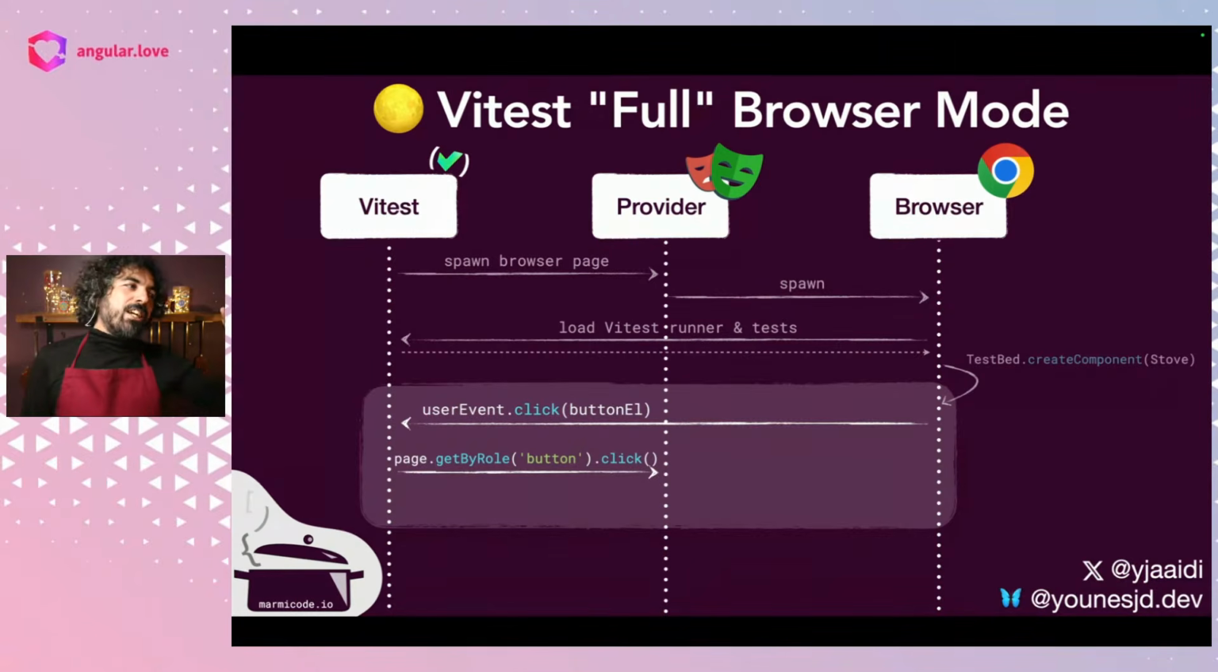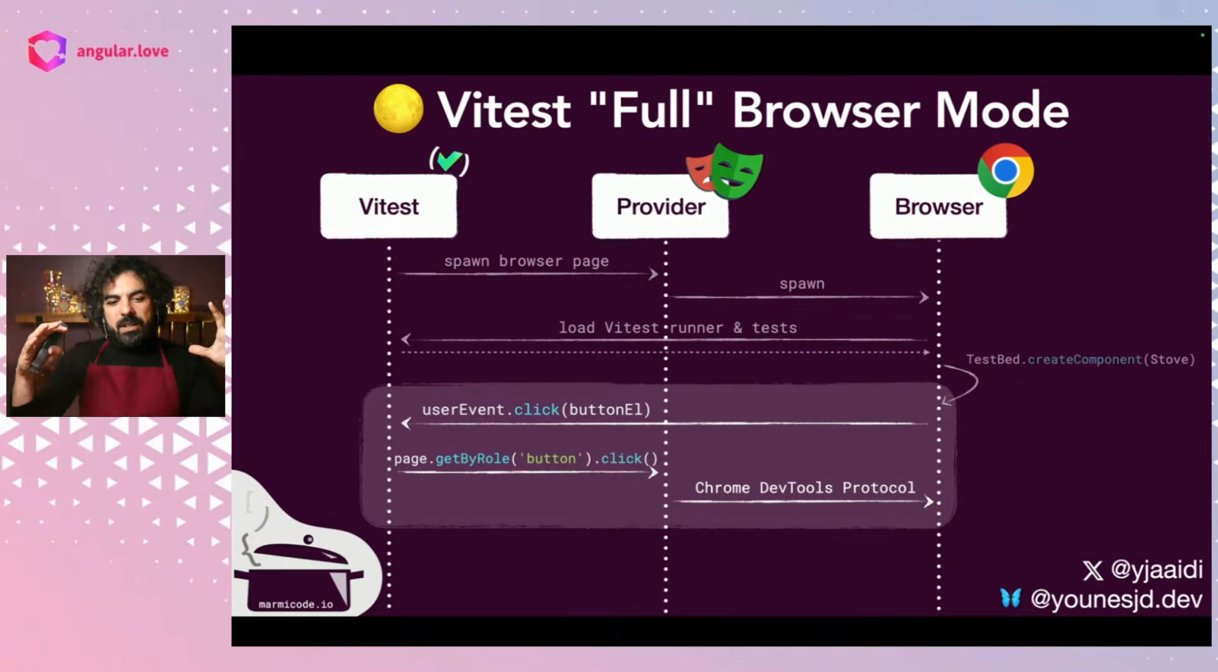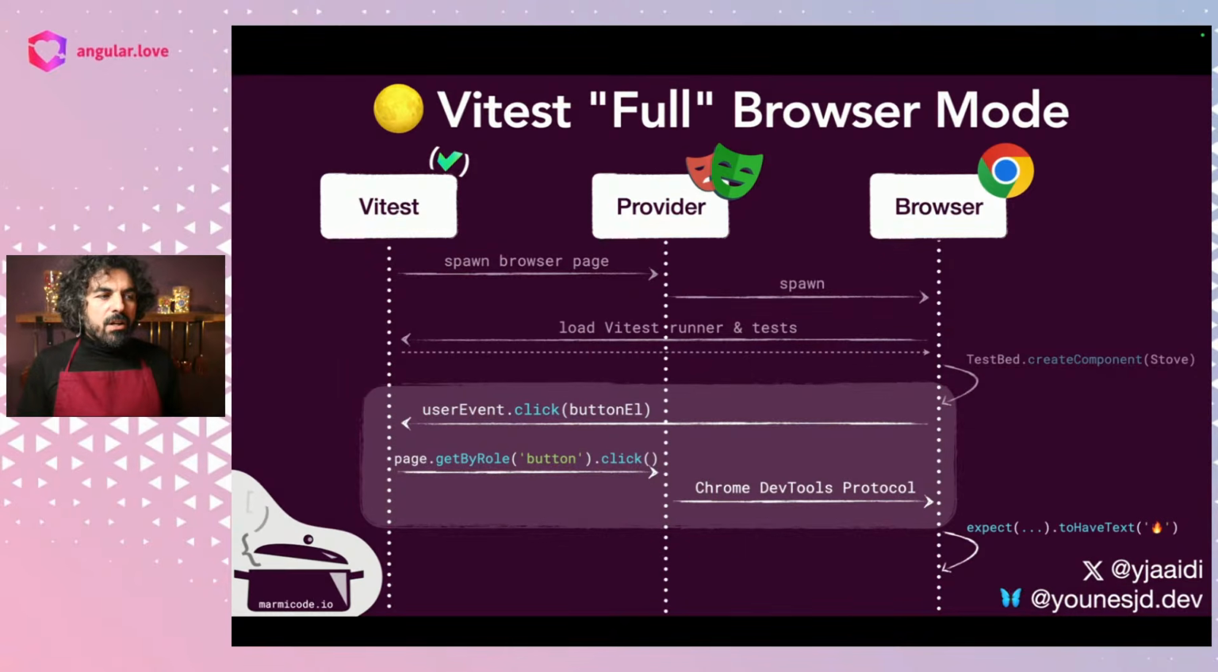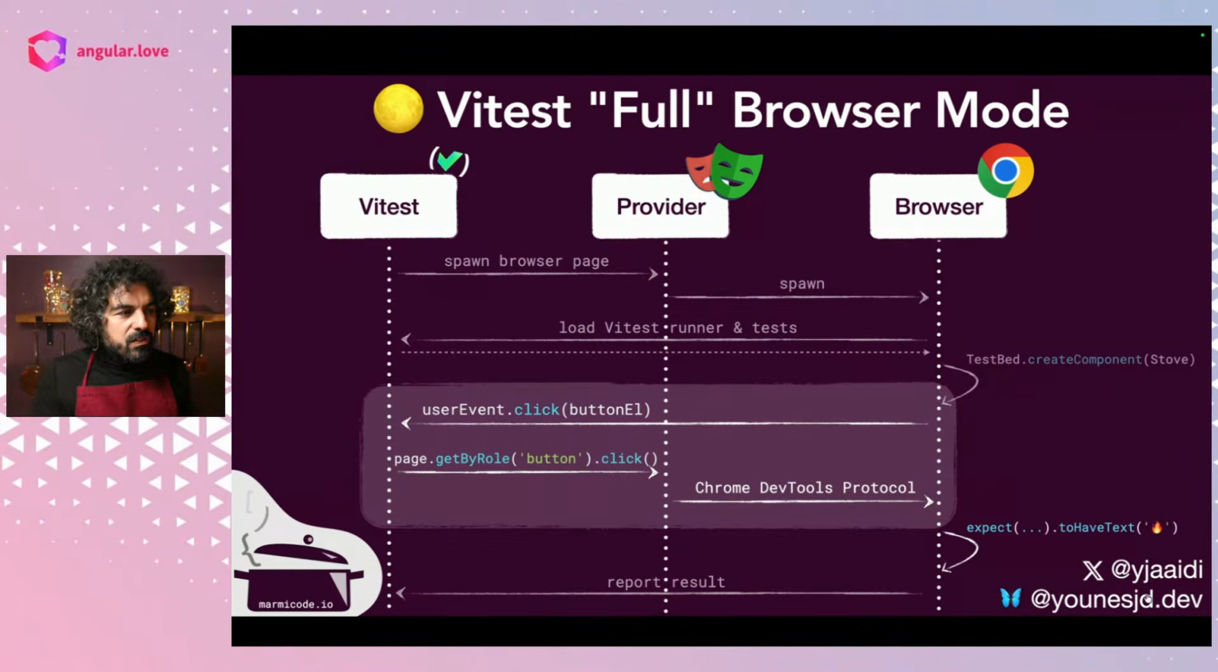And then when we call click, it's actually VTest that's asking Playwright, or any other provider like WebDriverIO, to interact through the Chrome DevTools protocol and really interact with the element. And this way we have all the actionability checks that make sure the element is visible, it's clickable, it's not hidden, etc. And then we make the assertions that are still running in the browser, but that doesn't matter that much. And we get the reports at the end. So this is the full browser mode.